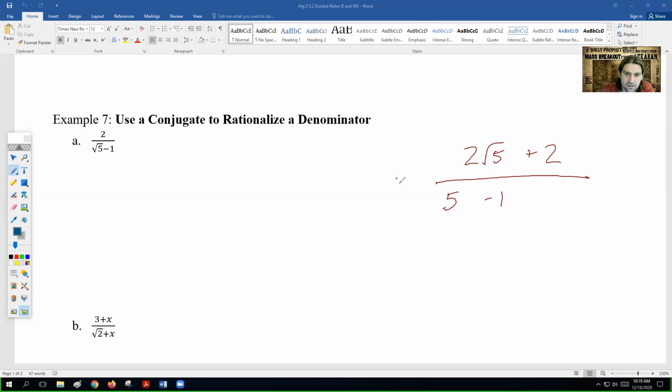It's kind of good that I did that. Going backwards now this way, we'd get a 2 radical 5 plus 2 over 5 minus 1 is 4.